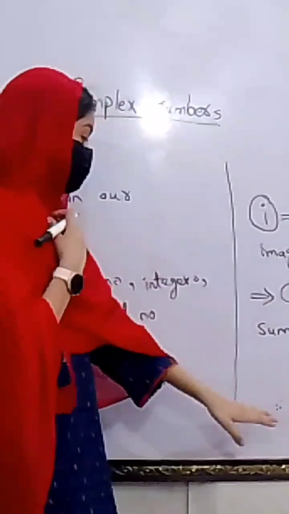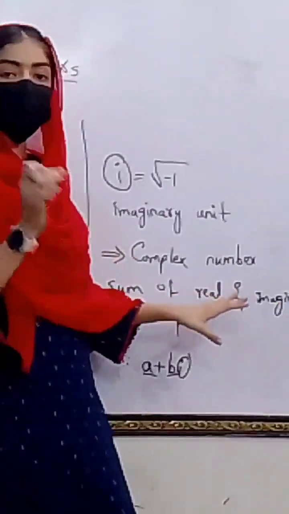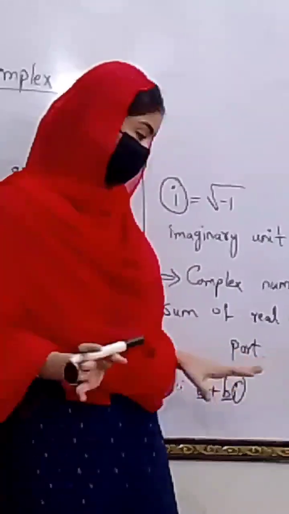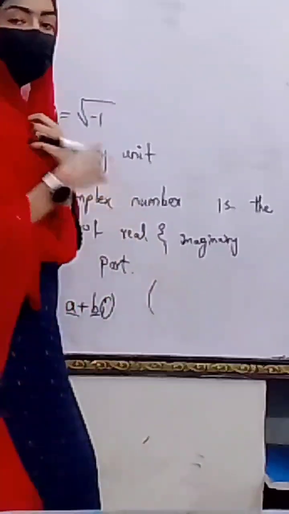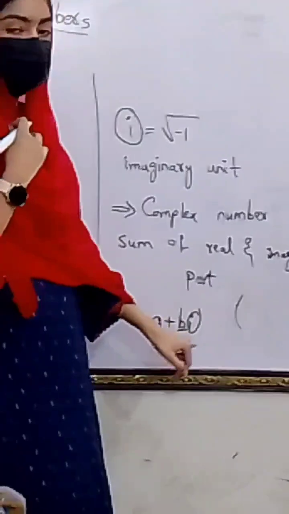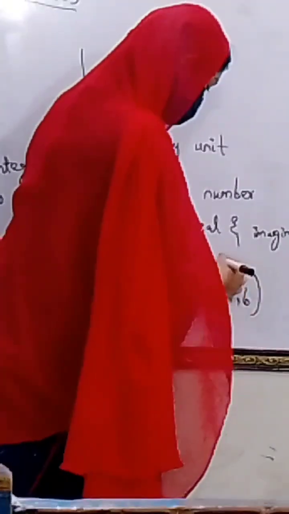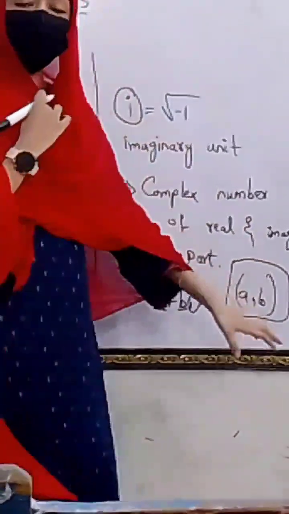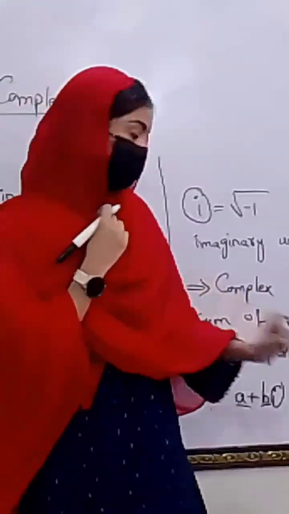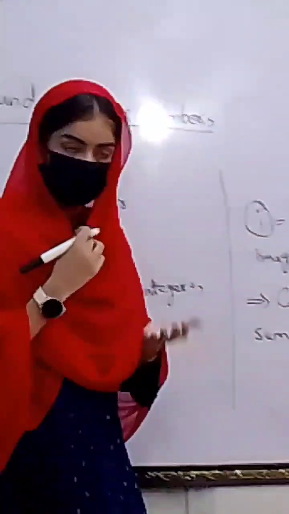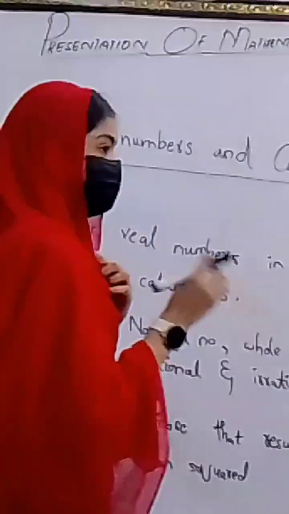This is only one of the forms in which we can write a complex number, because this is the most basic, general and standard form. But we can also write a complex number in ordered pair form, in which we don't have to write the iota or the imaginary unit, because in the ordered pair form it is very clear that the first number is always the real part and the second is always the imaginary part. Now we have understood what a complex number is, what a real number is, and what an imaginary number is.